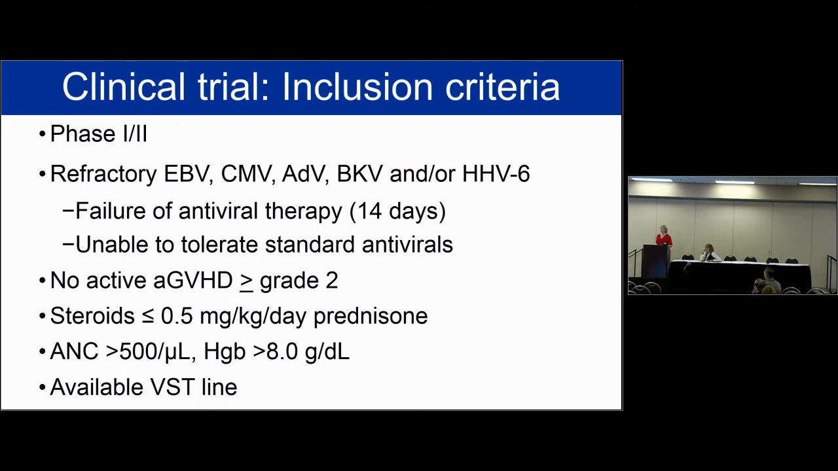So moving to the clinical trial, this is a phase one, phase two study, also open and ongoing. But in this trial, we are only treating patients who have infections that have proven refractory to conventional antiviral therapies. So the patients that we're enrolling on the study have to have failed conventional antiviral agents for at least 2 weeks or be unable to tolerate conventional antivirals. We are not infusing any patients with acute graft versus host disease greater than grade 2, and there are some other inclusion criteria, as you can see.